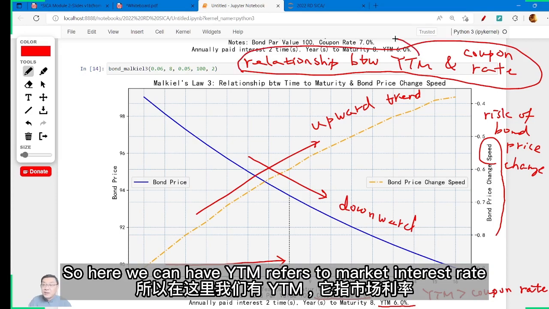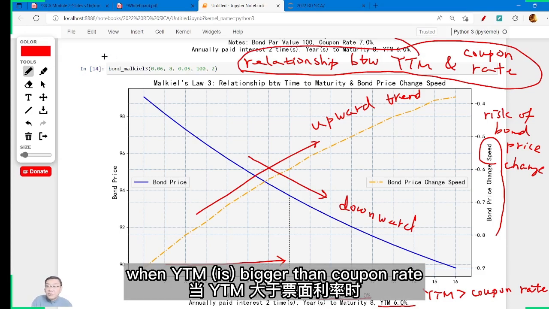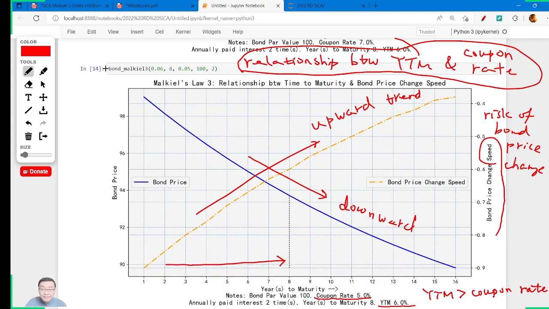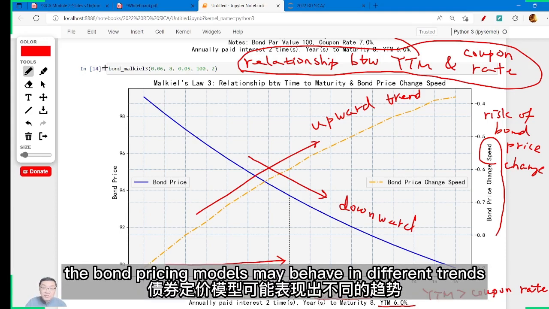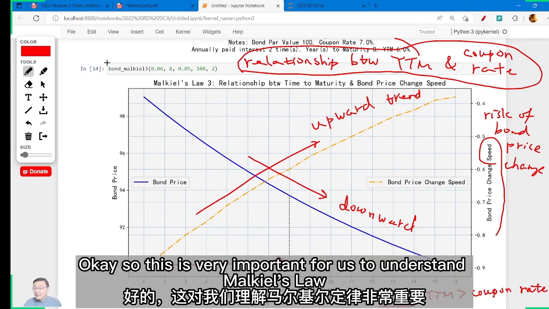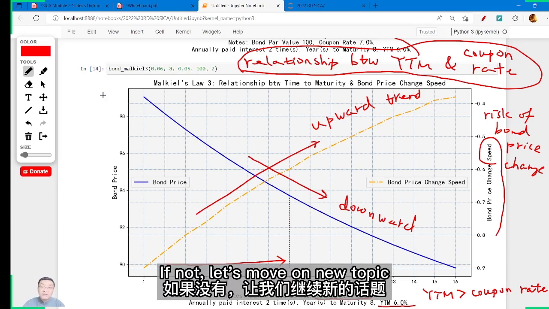So here YTM refers to the market interest rate. When YTM is bigger than coupon rate and when YTM is less than coupon rate, the bond pricing models may behave in different trends. Most of the time, it will be a reverse trend. So this is very important for us to understand Malkiel's law. Do we have questions up to now? If done, let's move on.